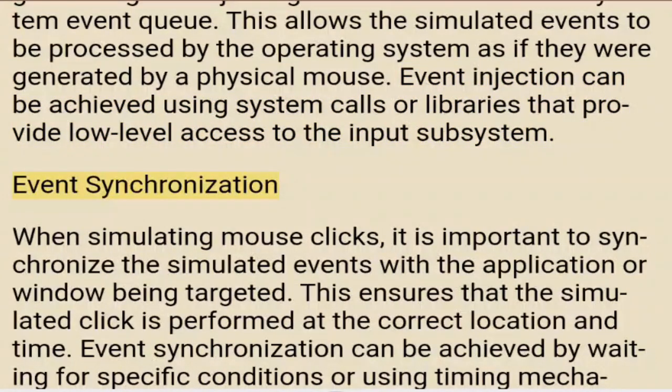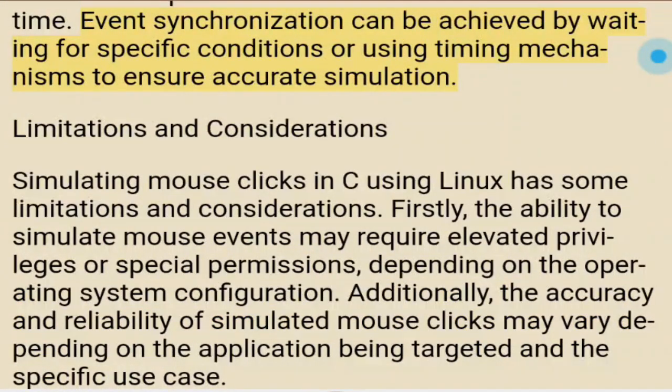Event synchronization. When simulating mouse clicks, it is important to synchronize the simulated events with the application or window being targeted. This ensures that the simulated click is performed at the correct location and time. Event synchronization can be achieved by waiting for specific conditions or using timing mechanisms to ensure accurate simulation.